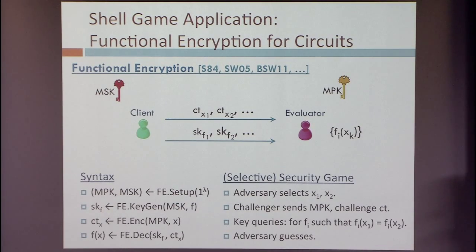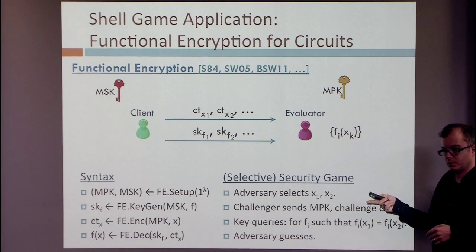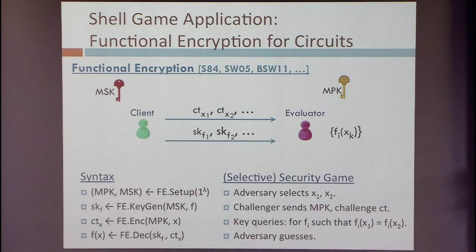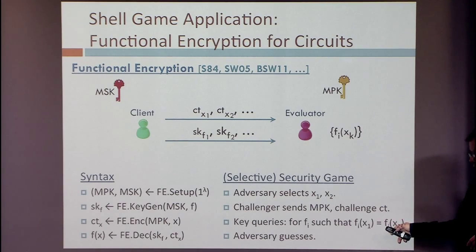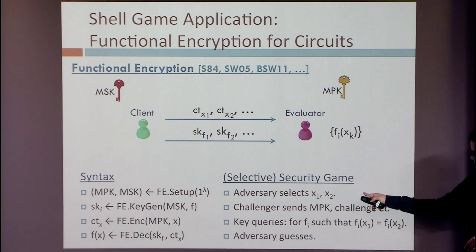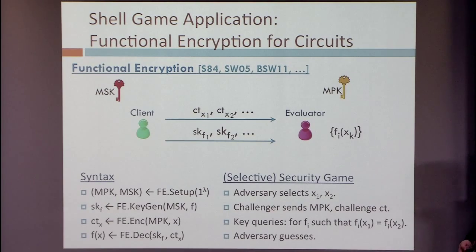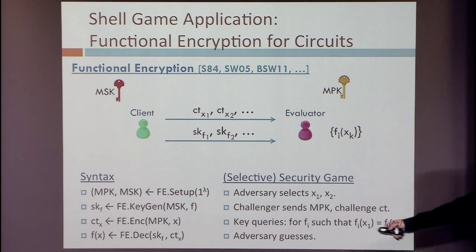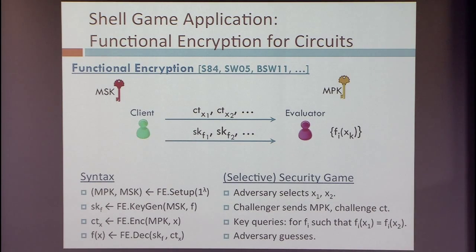So to define security, the selective version of the game is that the adversary selects two messages. The challenger creates the public key and some challenge ciphertext. And the adversary can make key queries subject to this obvious constraint, because if he asked key queries that didn't satisfy this, it would allow him to easily distinguish what was encrypted. So the adversary can make key queries like that, and finally the adversary guesses what was encrypted.